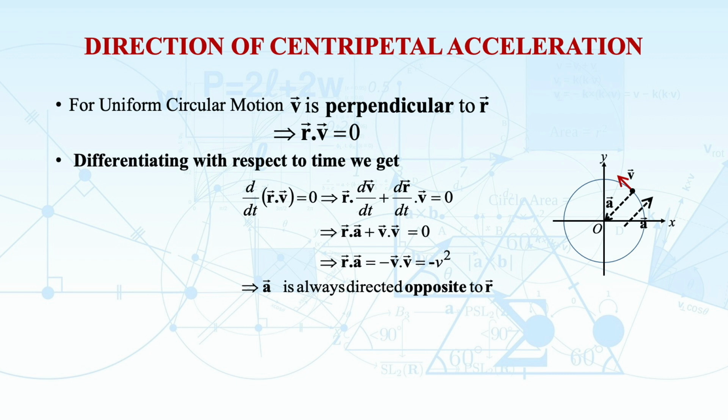So we can say that because R and A are along the same line, the very fact that R dot A is negative, while the square of V is always positive, means they have to be directed opposite to each other. So basically R and A lie along opposite directions. So basically A will be directed towards the center of the circle. So acceleration is radial and it is always directed towards the center of the circle.